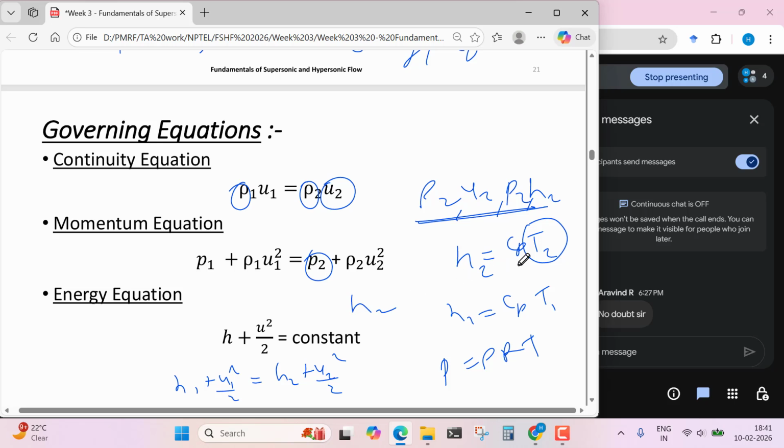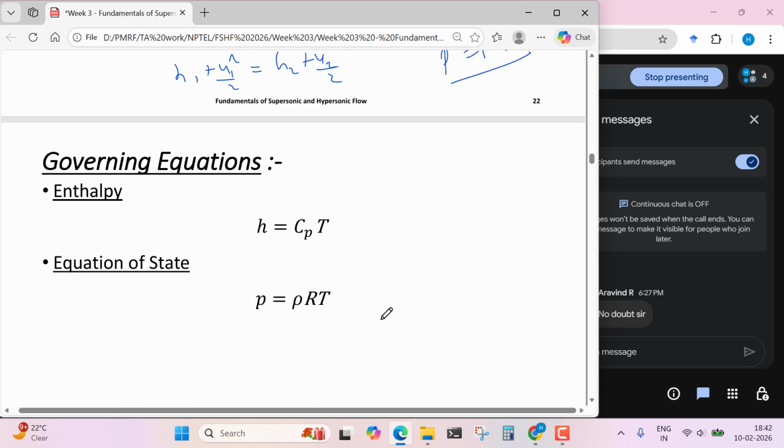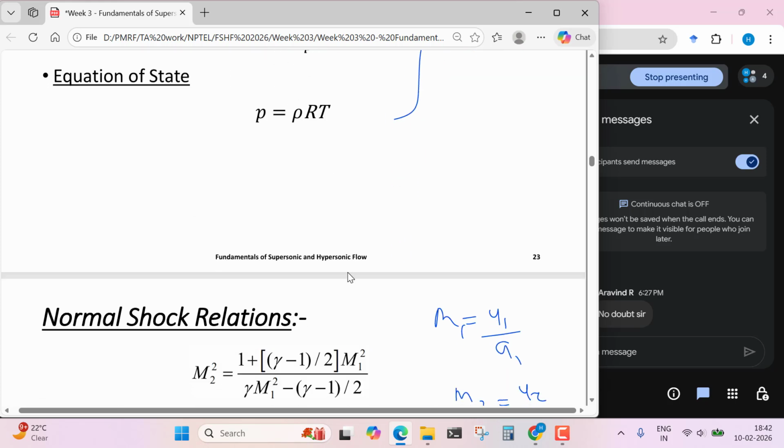So we'll use one more equation, h2 equal to cp T2. But then T2 is unknown. So we'll use one more equation, the equation of state, P equal to rho RT. So these 5 combined equations will give the solution for the normal shock waves. Is there any doubt till now?